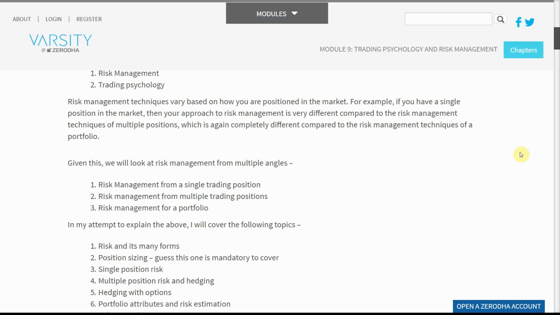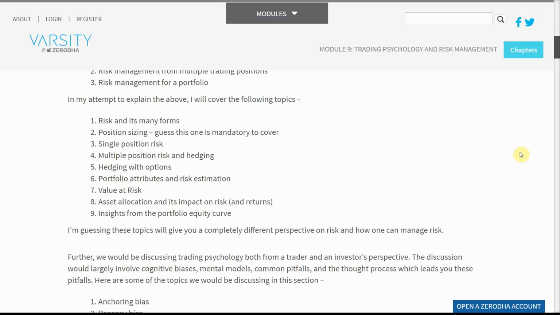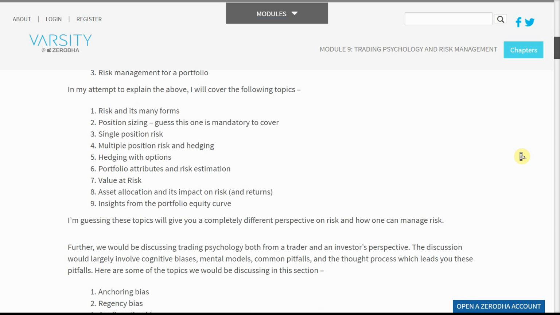In my attempt to explain the above, I will cover the following topics. Risk and its many forms. Position sizing. Guess this one is mandatory to cover. Single position risk, multiple position risk, and hedging. Hedging with options. Portfolio attributes and risk estimation. Value at risk. Asset allocation and its impact on risk and returns. Insights from the portfolio equity curve. I'm guessing these topics will give you a completely different perspective on risk and how one can manage risk.